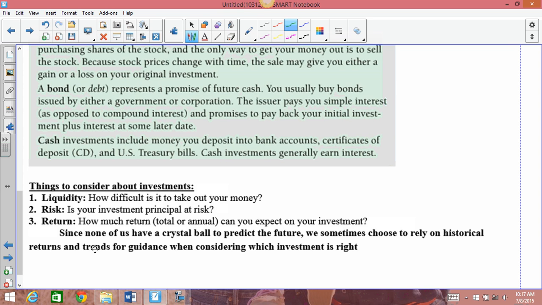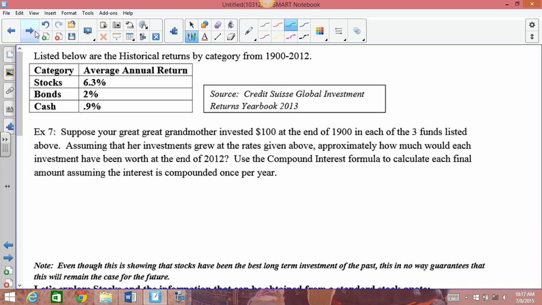But that's not always the case, and that's why I put this little blurb down here at the bottom. Nobody, even if you talk to any kind of financial advisor, is going to be able to predict the future. So most of the time, what they're going to rely on are historical returns and trends to point you in a direction of this is where the market has been heading. We don't know where it will go, but this is what we've seen in the past. All right. I'm going to flip it over to the next page.